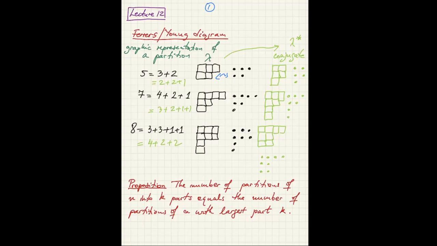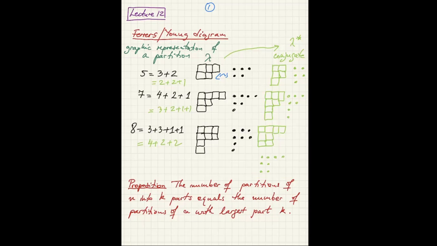So the conjugate of the partition 3 plus 2 is just the partition 2, 2, 1 that you see here on the right hand side, and similarly, the conjugate of the partition 4, 2, 1 is the partition 3, 2, 1, 1, and so on. So the conjugate of 3, 3, 1, 1 is the partition 4, 2, 2.